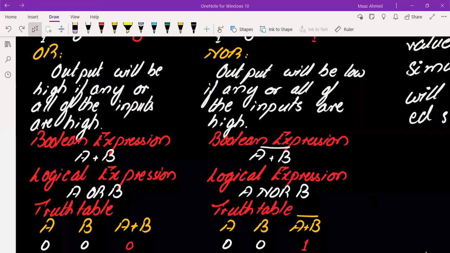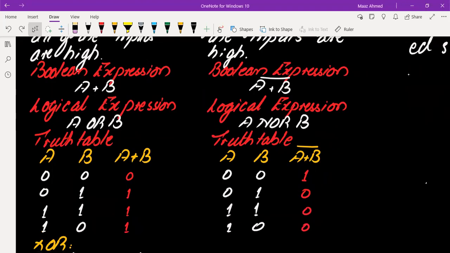For the Boolean expression, it says A and then a plus symbol over here, B. For the logical expression, A OR B. Truth table, it says A, B and A OR B. So for A, B, it will be a 0 for 0, 0. And for any other thing, it will be a 1.